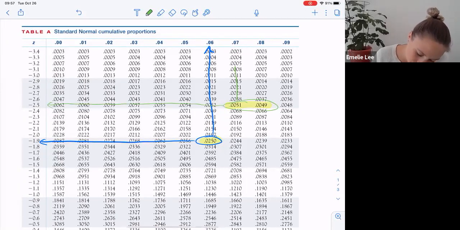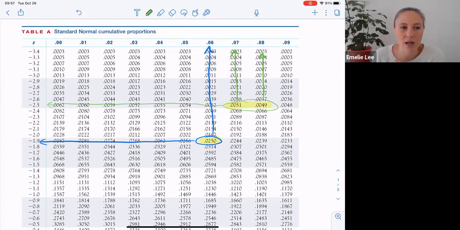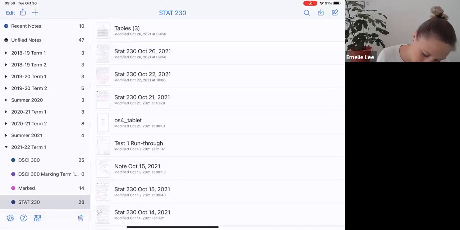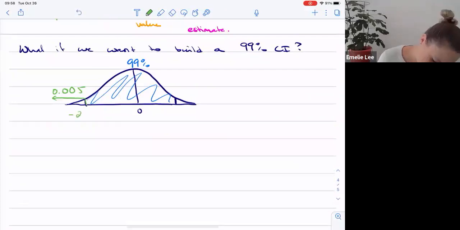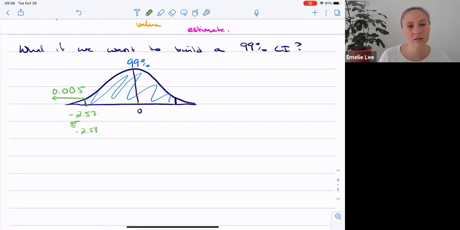Negative 2.57 or negative 2.58. I'm trying to remember what the shortcut table says. Okay, I've held out long enough. I'll jot these down and say negative 2.57 or negative 2.58. Let me see what the shortcut table does.